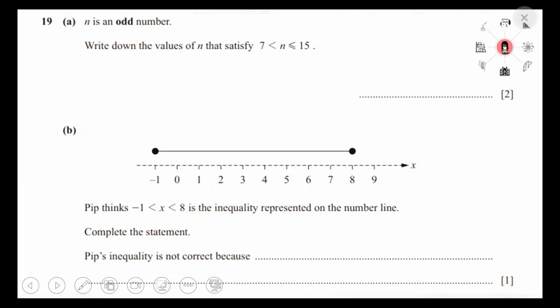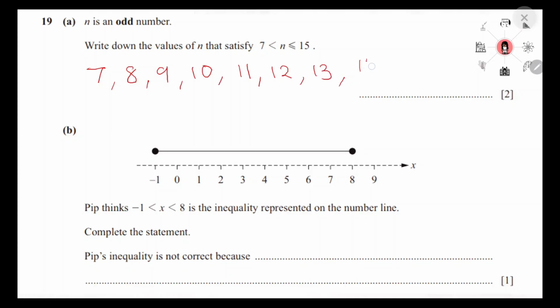19a. n is an odd number. Write down the values of n that satisfy 7 less than n less than or equal to 15. Let's first write down all the numbers from 7 to 15: 7, 8, 9, 10, 11, 12, 13, 14, 15. The odd numbers among these are 7, 9, 11, 13 and 15.